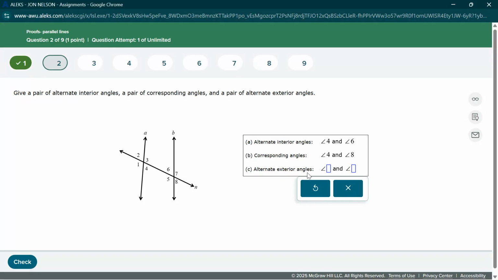Alternate exterior angles come as pairs, like they're on the exterior of the two kind of vertical lines. So like 1 and 7 are on alternate sides of the transversal, and they're outside the parallel lines. That's why they're called exterior, because they're outside them. And then alternate of the transversal. All right, they always come as pairs. Do you see another pair in there of alternate exterior angles? How about 2 and 8? All right, so here we go, 1 and 7.